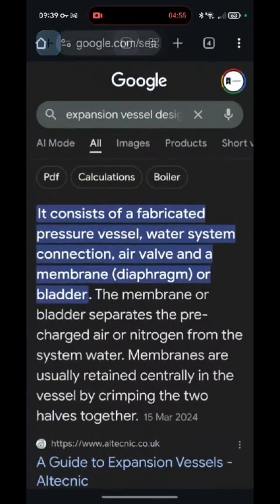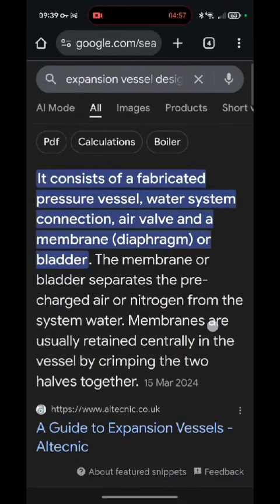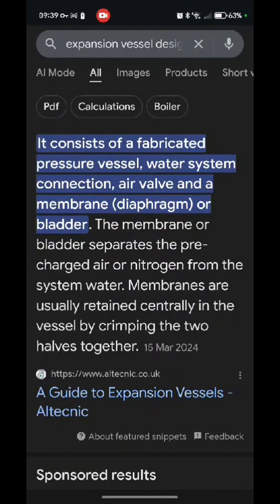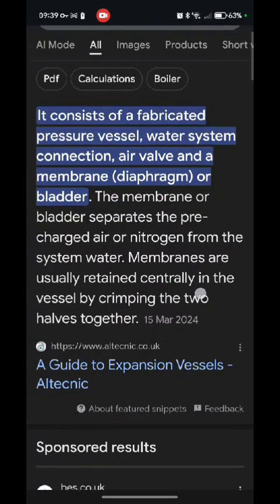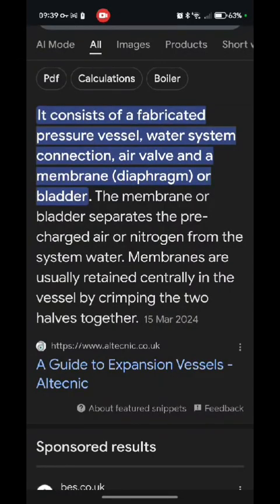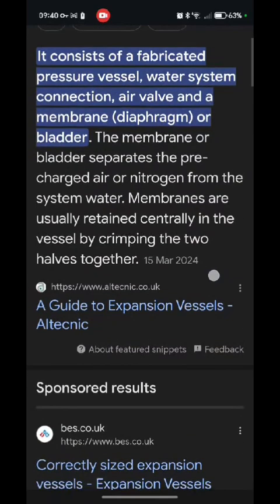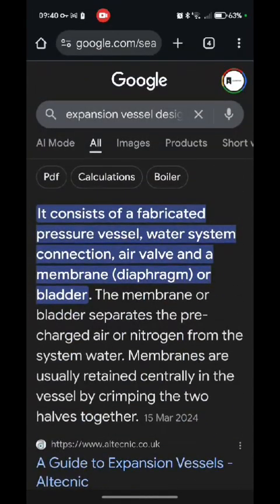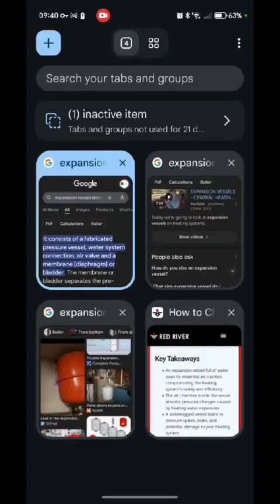So again, I've saved it here: expansion vessel design. It consists of a fabricated pressure vessel, water system connection, air valve, and a membrane or diaphragm or bladder. The membrane or bladder separates the precharged air or nitrogen from the system water. Membranes are usually retained centrally in the vessel by crimping two halves together. Okay, so that's how they do it. I think in other ones they weld it together. It depends on the manufacturer and the application.